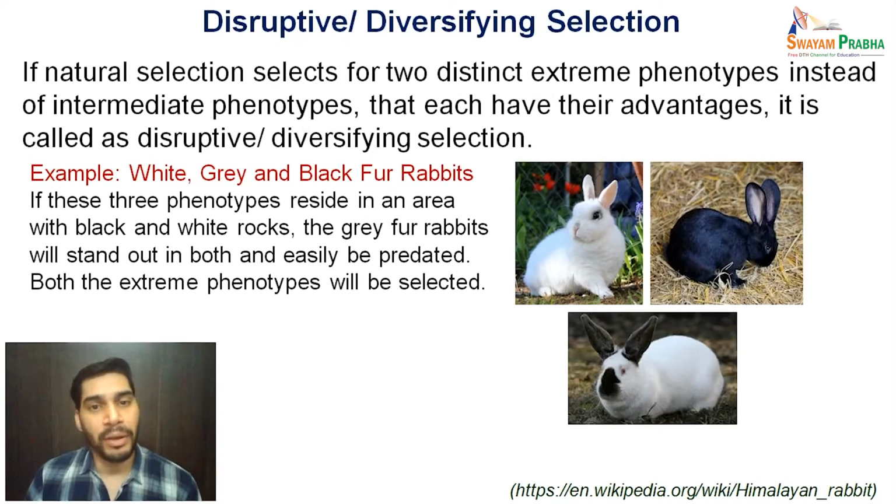Here you can take an example of rabbit fur, which is in three different colors: the white, the black, and the gray, which has the black and white combination. If these three phenotypes reside in an area with black and white rocks, the gray fur rabbits will stand out in both and easily be predated. Because if the rock color is white or black, the white rabbit can hide in the white rocks, the dark rabbit can hide in the dark rocks, but the gray form will be visible in both types, dark as well as light. So both the extreme phenotypes here are being selected or favored, but this one is going to be at a disadvantage.